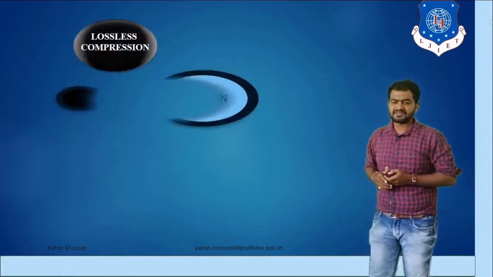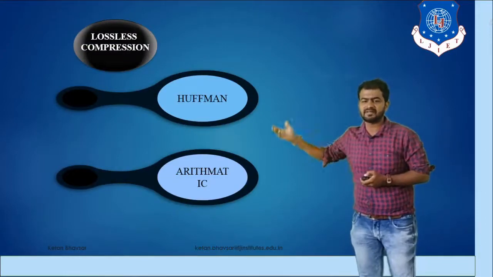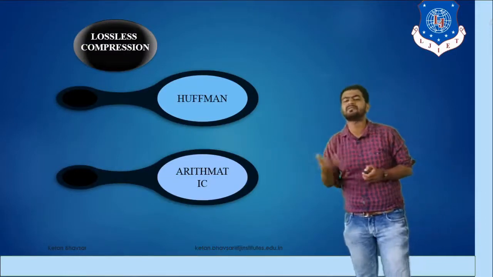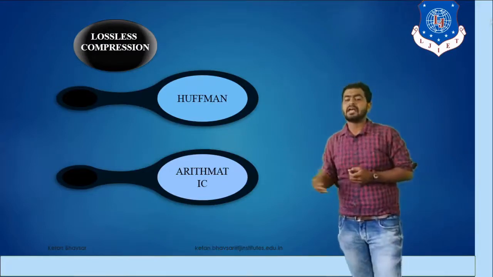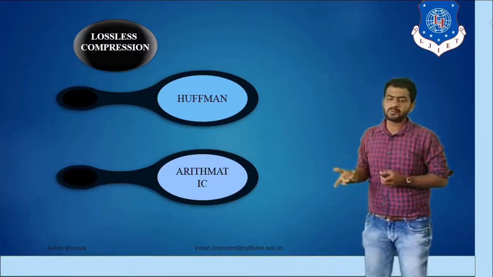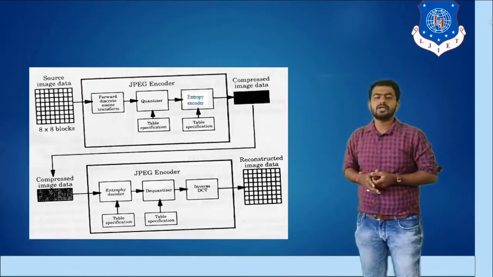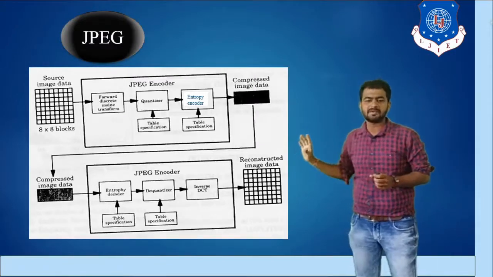In lossless compression we have two main types, Huffman and arithmetic, which I already explained in the previous session, and we discussed this type of compression technique in depth. If you want to learn Huffman and arithmetic, you can go and see my previous videos. Now we focus on JPEG compression.